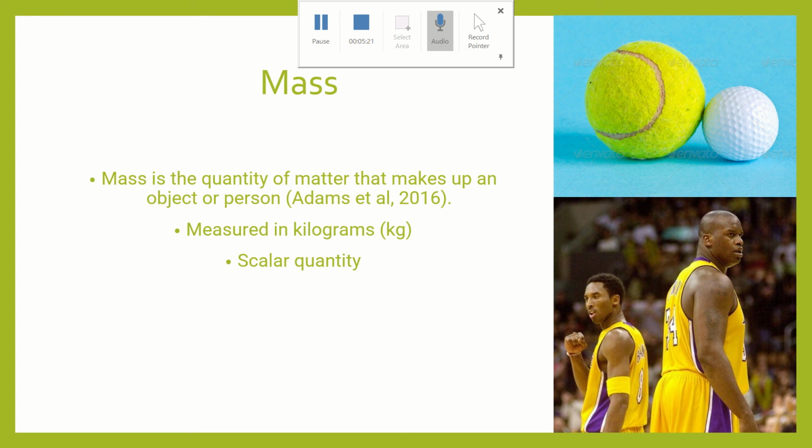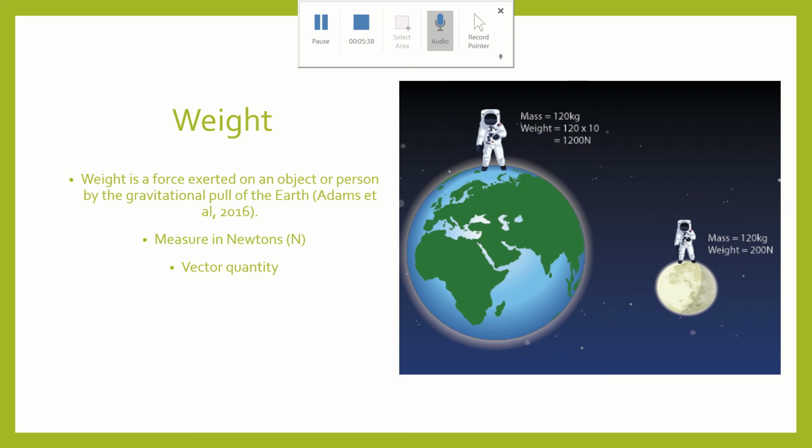For example, a long distance runner should have less mass because it will allow them to run longer distances whilst carrying less mass. However, if a 100-meter sprinter tried to run a long distance, then they would struggle because they have a higher mass. Weight is different to mass in that it is a vector quantity.